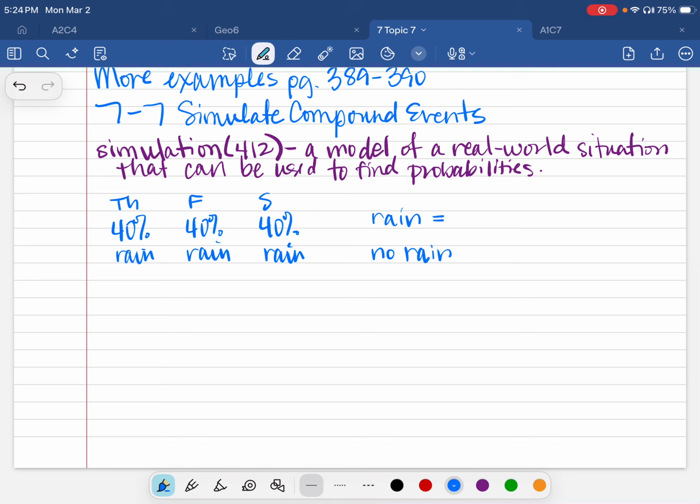We want to try to write that as a fraction. 40% as a fraction, we could go with 4 out of 10 or 2/5. Okay, if the probability that it rains is 2/5, then the probability that it doesn't rain would be 3/5. It would have to make up the rest of that fraction to make a whole.